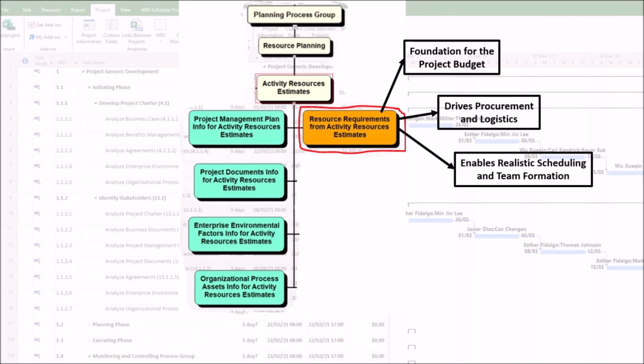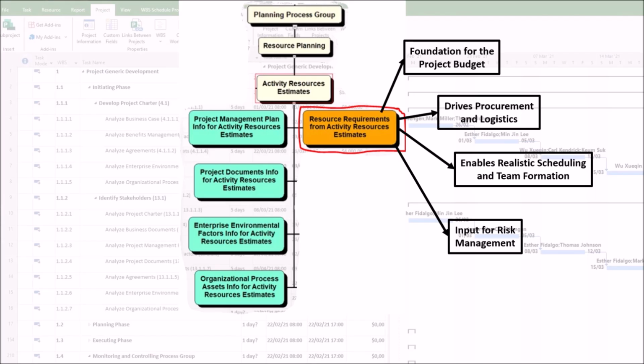3. Enables realistic scheduling and team formation. You cannot create a viable schedule without knowing what resources are available and when, as follows. First, resource availability. The schedule is built by matching the resource requirements against the availability of those specific resources. You can't schedule two tasks requiring the same senior specialist at the same time. Second, team acquisition. The project manager and functional managers use this list to identify, request, and assign specific team members. It's the basis for forming the project team.